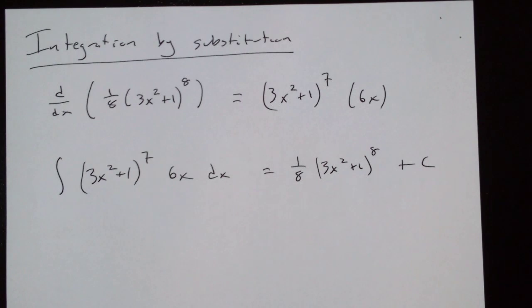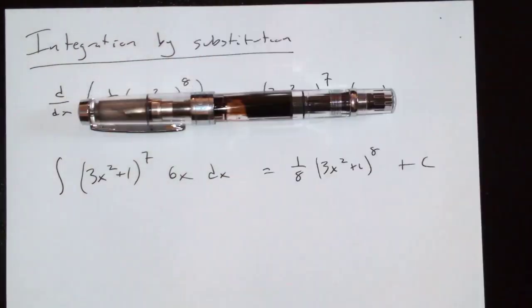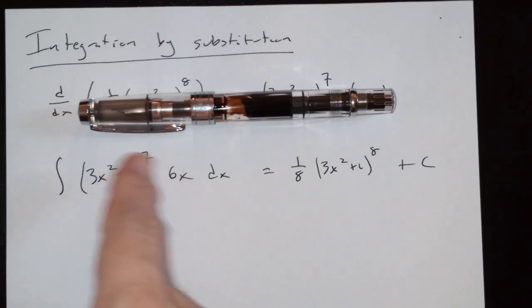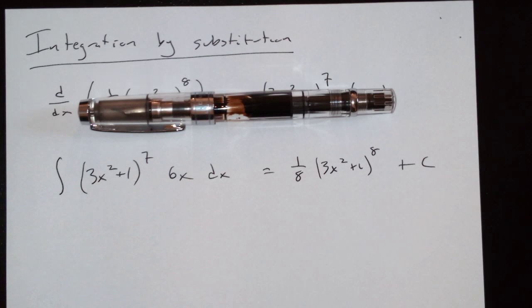But what if I didn't have that? How would I be able to identify this as something that looked like it came from a chain rule? When I do the chain rule, derivative of the outside, leaving the inside alone, and then the additional derivative of the inside is multiplied on at the end.